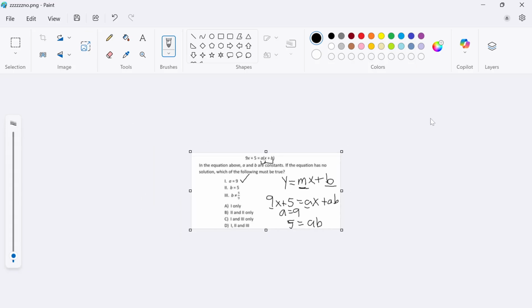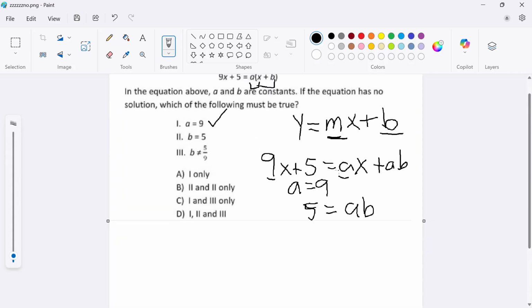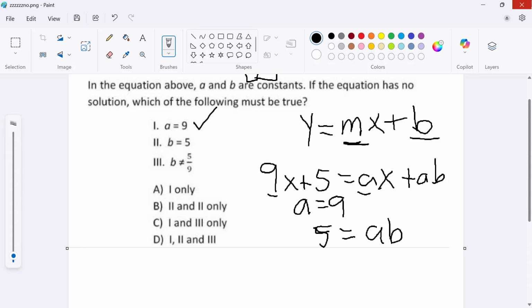Let me give myself a little bit more room here. For some reason, I'm not able to expand this. There we go. 5 equals ab, but I know a is 9, so 5 equals 9b. If I divide both sides by 9, b equals 5/9. That would make them the same line, so I should actually put ab does not equal 5, and b does not equal 5/9. So that one's true. b could be equal to 5, but it doesn't have to be. So the answer is 1 and 3.